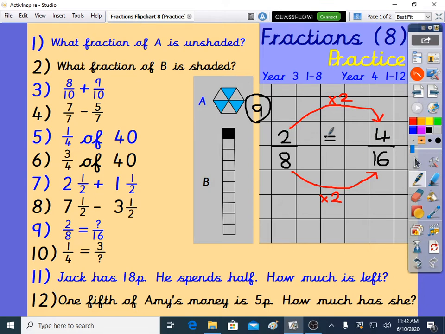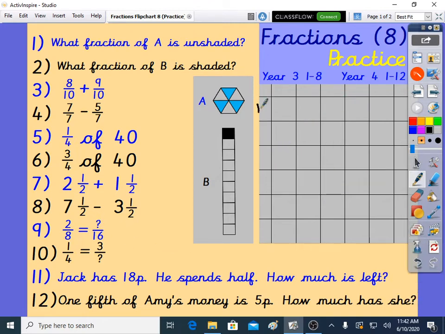That's why we write 2/8 equals 4/16. They look different, but they're worth the same. They're the same size. So the question mark will actually be a 4. That's why on the answer sheet, I just put a little 4, which means the 4 goes there. So the answer is 4/16. And we're on question 10.